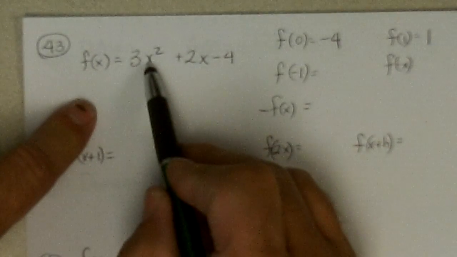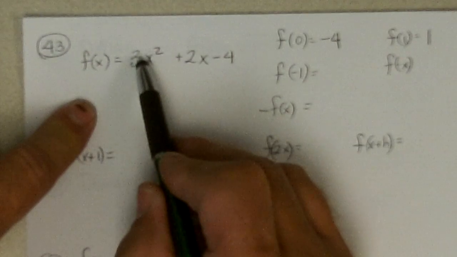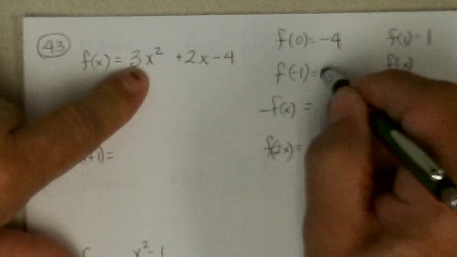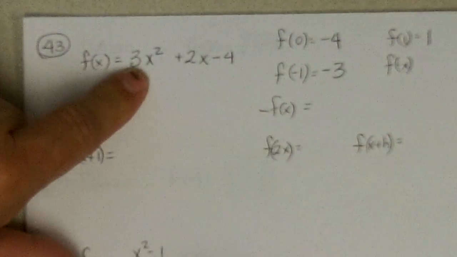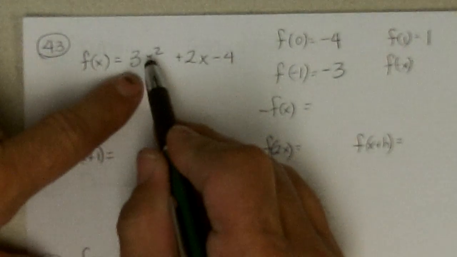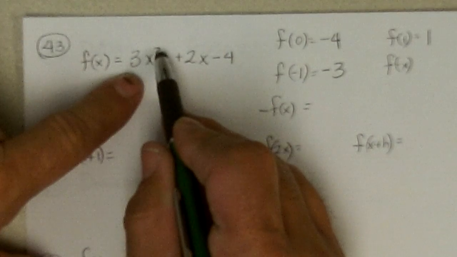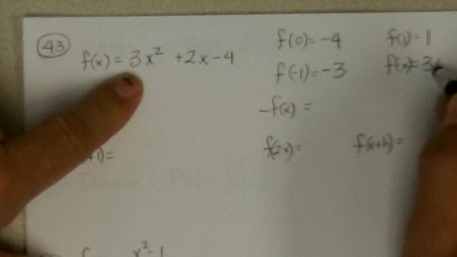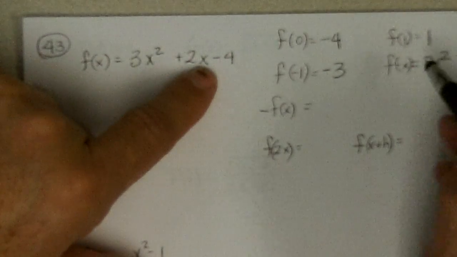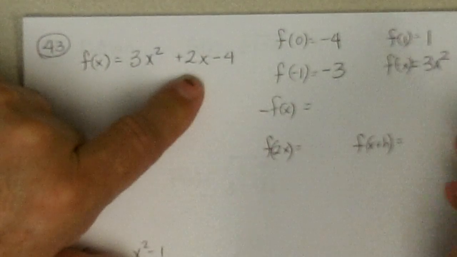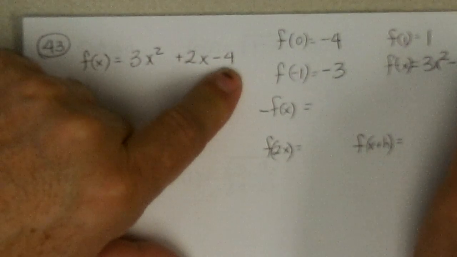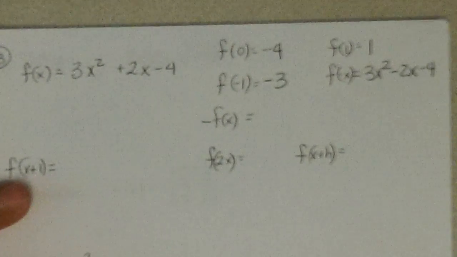If I put in minus 1, I get minus 1 squared, which is 1 times 3. 3 minus 2 minus 4 is minus 3. If I put in negative x, x squared becomes positive x squared, so I get 3x squared. If I put a negative x in here and take it times 2, I get negative 2x minus 4. And that's f of negative x.